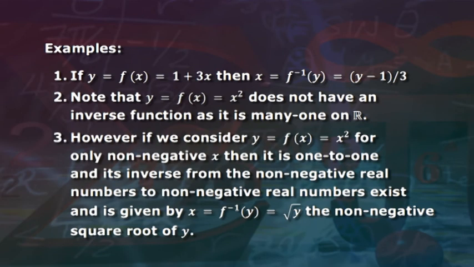3. However, if we consider y = f(x) = x squared for only non-negative x, then it is 1-1 and its inverse from the non-negative real numbers to non-negative real numbers exists and is given by x = f inverse of y, which is equal to the square root of y, the non-negative square root of y.